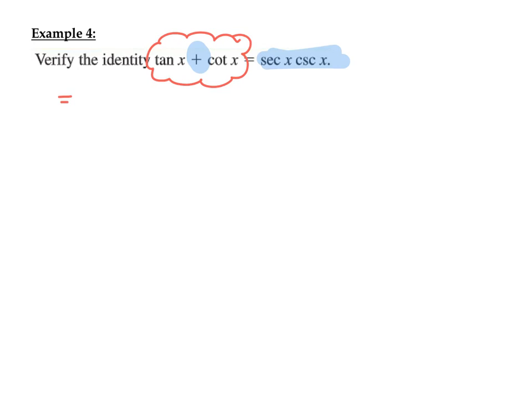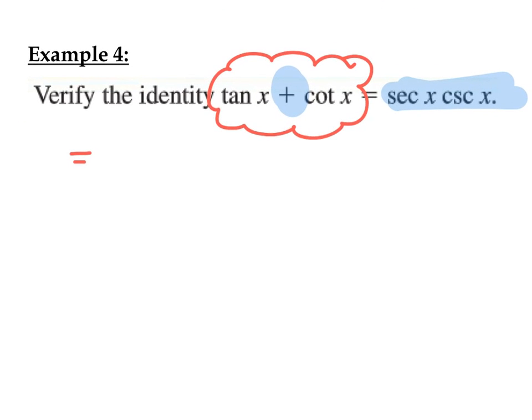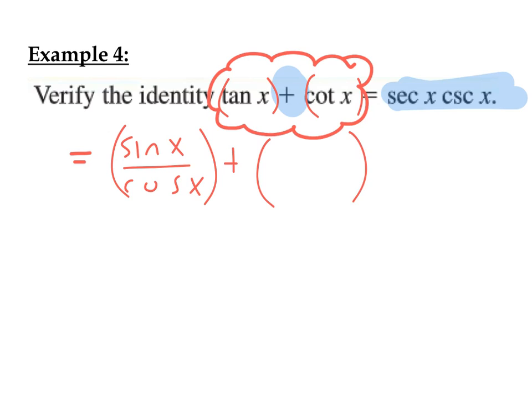So I know tangent is sine x over cosine x. Again, it's something plus something else. Something plus something else. And cotangent is just the reciprocal of that.